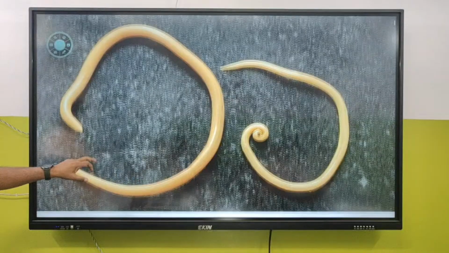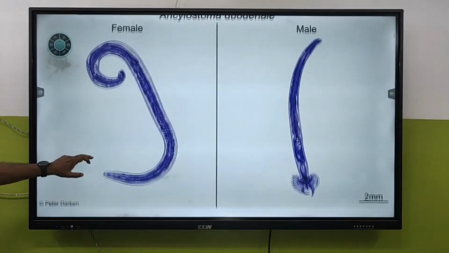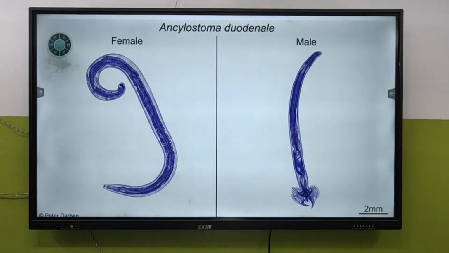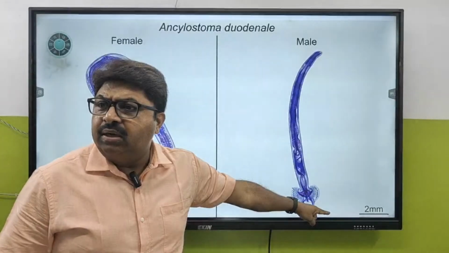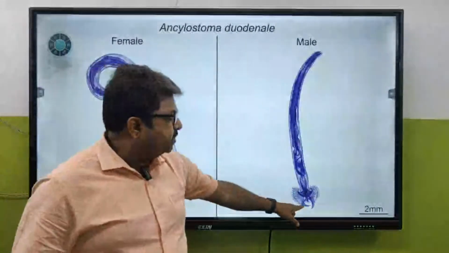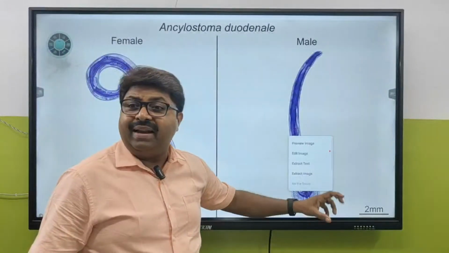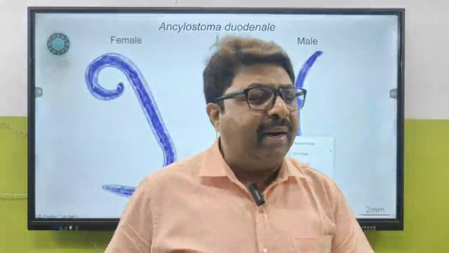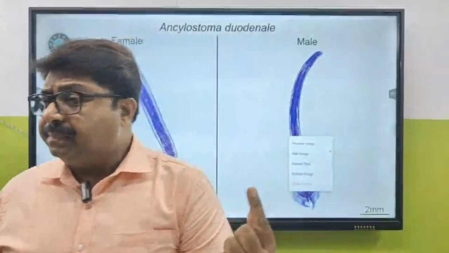Now, this is Ancylostoma duodenale, the hookworm. Which one is male? Which one is female? What do you think? What is the size of it? Only 2 millimeters. Can you see the sucker-like structures? These are the muscular pharynx, by which they bite the particular part of the body and hold on.